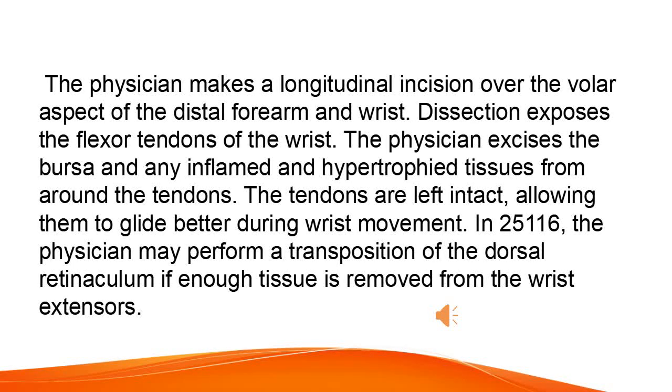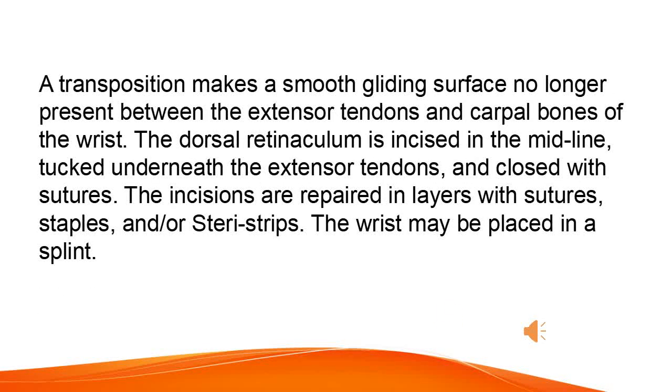In 25116, the physician may perform a transposition of the dorsal retinaculum if enough tissue is removed from the wrist extensors. A transposition makes a smooth gliding surface no longer present between the extensor tendons and carpal bones of the wrist. The dorsal retinaculum is incised in the midline, tucked underneath the extensor tendons, and closed with sutures. The incisions are repaired in layers with sutures, staples, and/or Steri-Strips. The wrist may be placed in a splint.